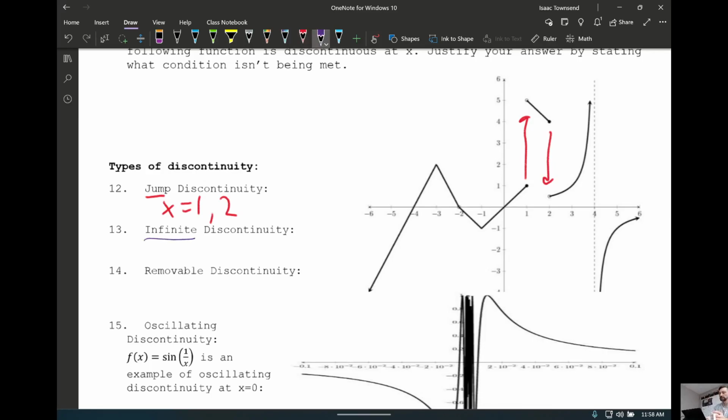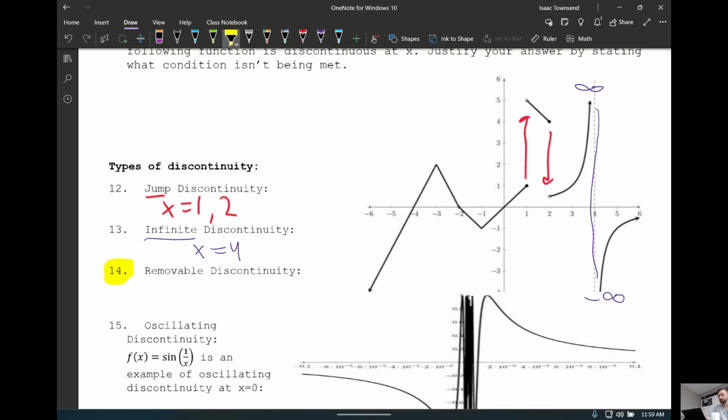Whereas infinite discontinuity is when your graph's going to infinity and or negative infinity. So like x equals 4. Same thing, the name infinite kind of gives you a hint that it's going to infinity and negative infinity. So most of the time, that's not one that students would struggle with.